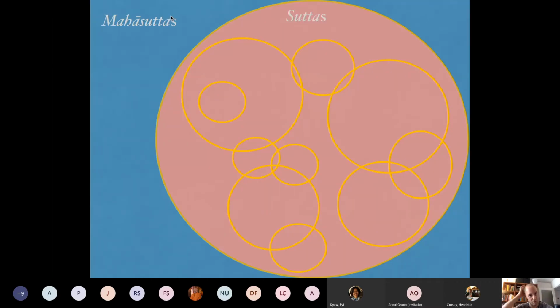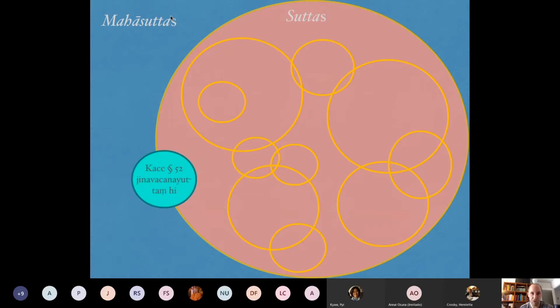So the situation is more or less this. You have inside the circle the suttas, which, as you can see, some of them overlap, some of them don't. There are different domains. Each circle indicates a domain. The largest domain is the domain of the suttas, the grammatical rules, and outside of this big circle there are the four mahasuttas, which provide for certain forms that cannot be derived or formed following the rules or suttas.